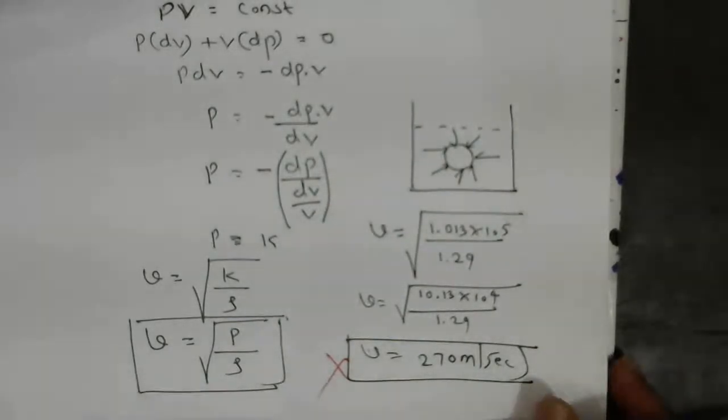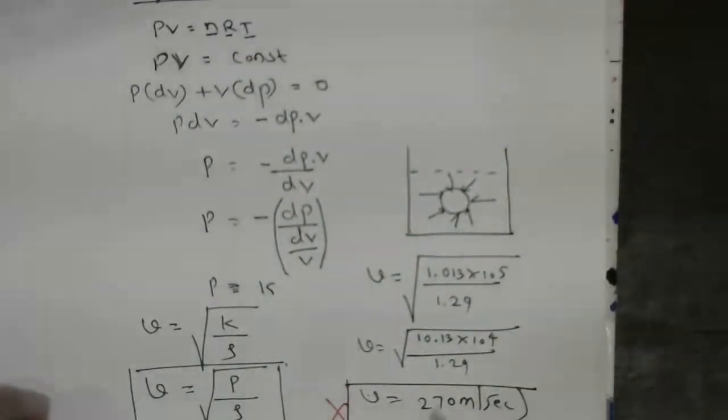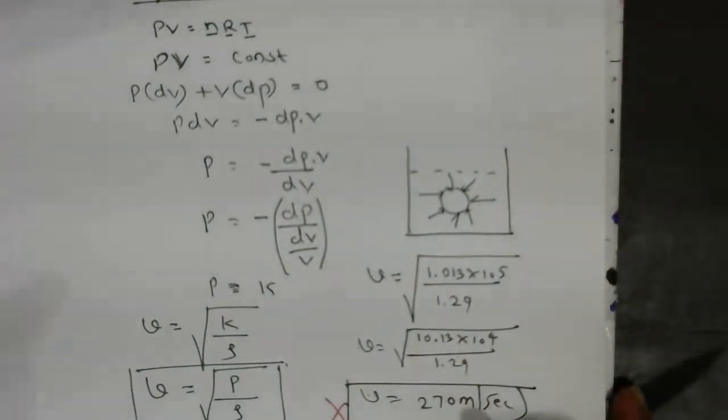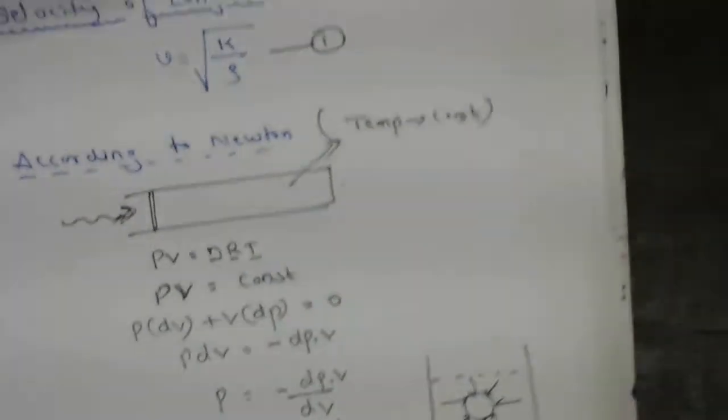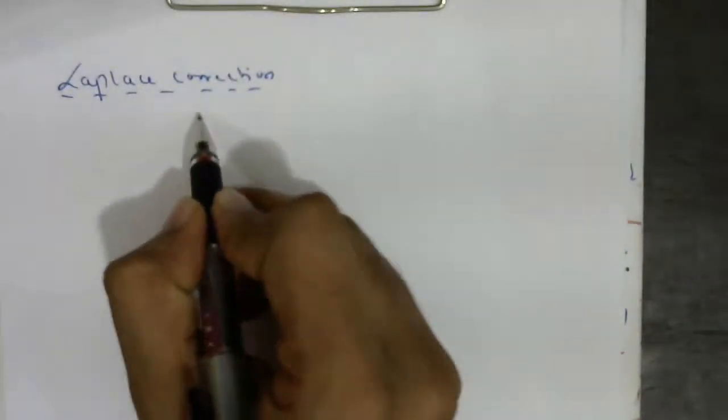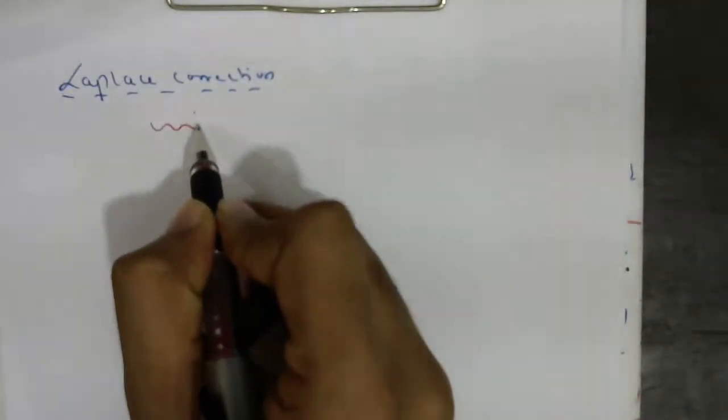So 330 means it is not a correct value. Then whatever Newton derived, the velocity of sound calculated, this is wrong. Who said this was wrong? Laplace. Laplace said that the velocity of sound is not 270. It is different.